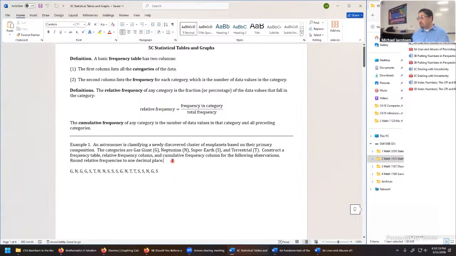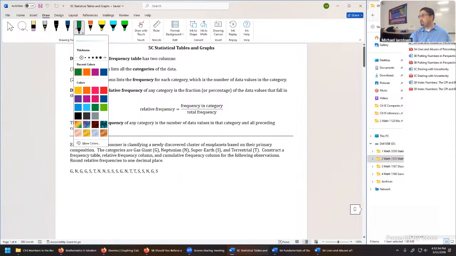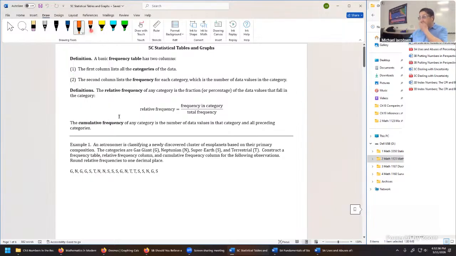Well, that's the start on this one. Any questions or comments so far before we start constructing the table? Okay, let's give this a try.